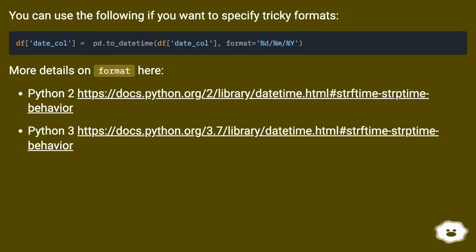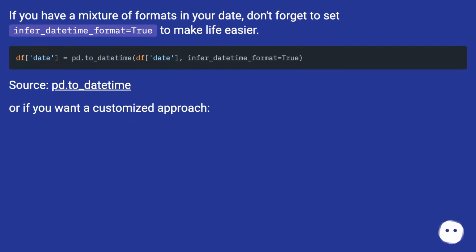You can use the following if you want to specify tricky formats. More details on format here. Python 2 this URL, Python 3 this URL. If you have a mixture of formats in your date, don't forget to set infer_datetime_format equals True to make life easier. Source, pd.to_datetime. Or if you want a customized approach.